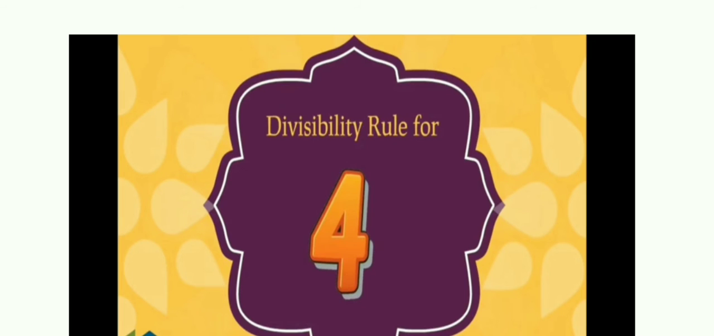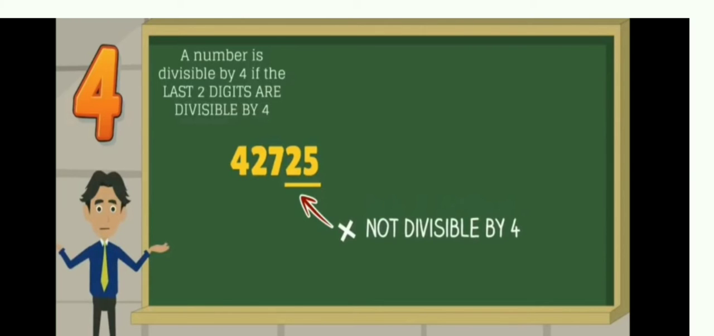Now move on to the divisibility rule for 4. See the rule: a number is divisible by 4 if the last 2 digits are divisible by 4. So here one example number is given for you, that is 42,725.